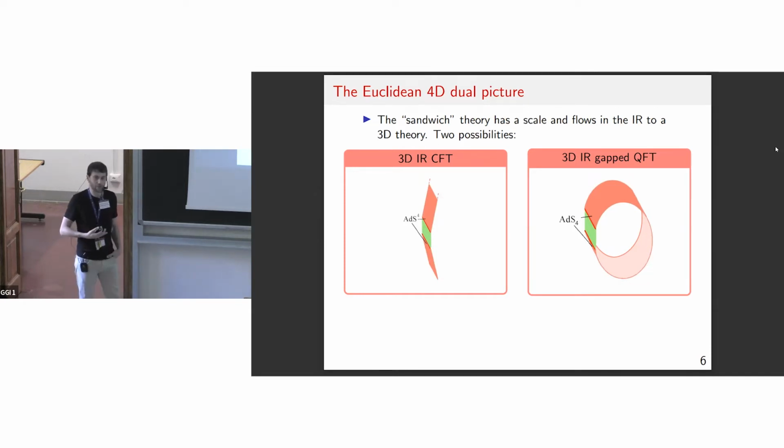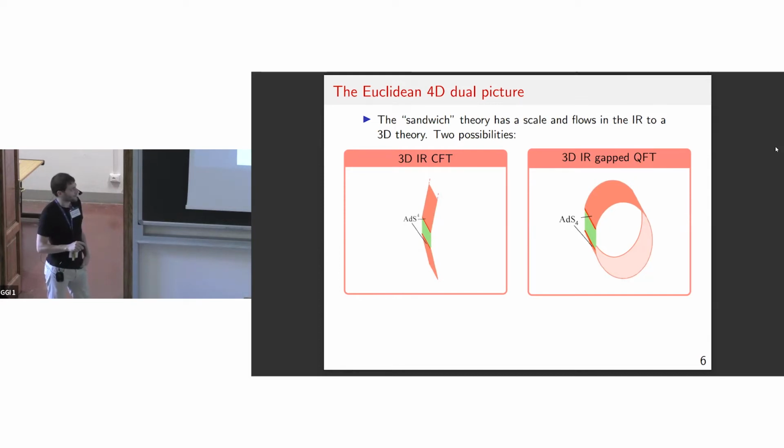So theories that, once you couple them, flow in the IR to a gapped theory whose dual is given by a Euclidean wormhole. I will give some more intuition about how these kinds of setups could arise using a holographic setup in the next slide. But before doing that, let me just mention two features.